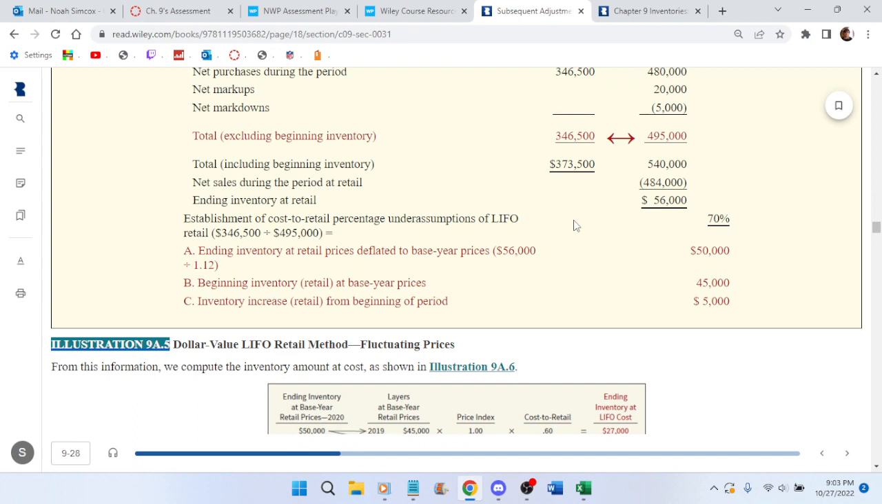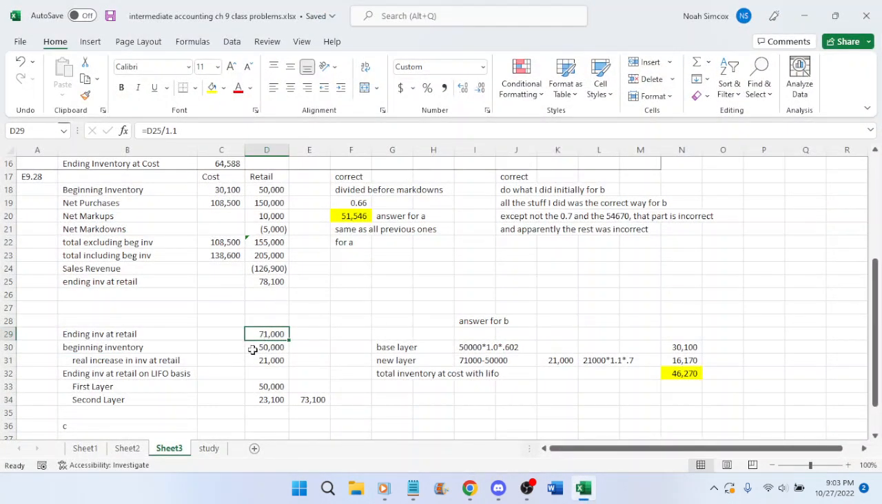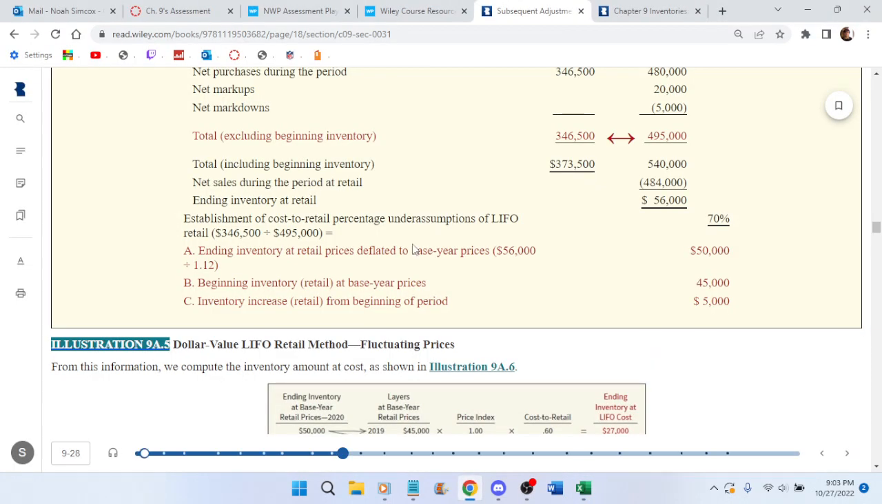Ending inventory at retail prices. So now this is where it gets weird. Ending inventory at retail is this. Ending inventory at retail prices were deflated to base year prices. That's what this thing is. You do this divided by the price index that was given in the question, which was 1.1. For this example, it's 1.12. So then you have this amount.